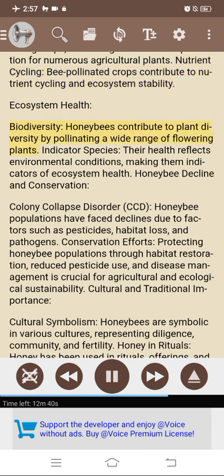Ecosystem health. Biodiversity. Honeybees contribute to plant diversity by pollinating a wide range of flowering plants. Indicator species. Their health reflects environmental conditions, making them indicators of ecosystem health. Honeybee decline and conservation. Colony collapse disorder.